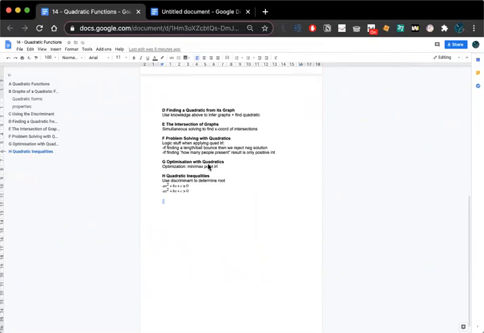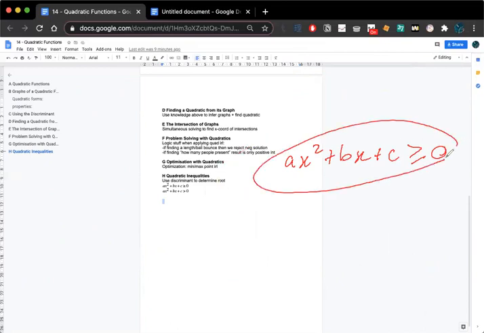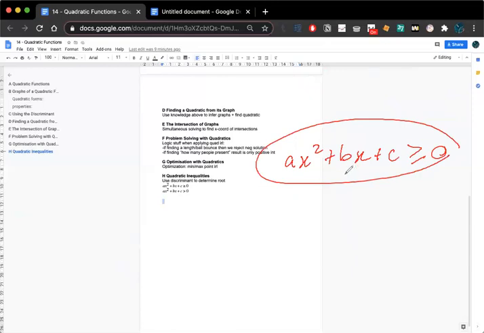Okay, so another thing. Sometimes when you have ax squared plus bx plus c equals 0, you're most likely going to have a formula, and you're not going to have a graph in front of you.